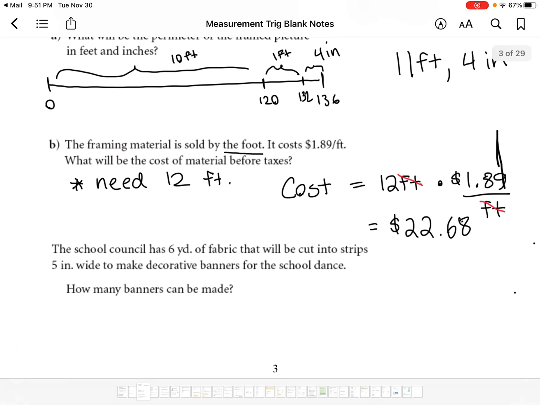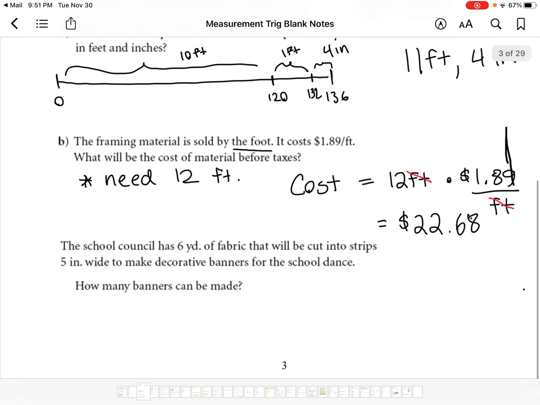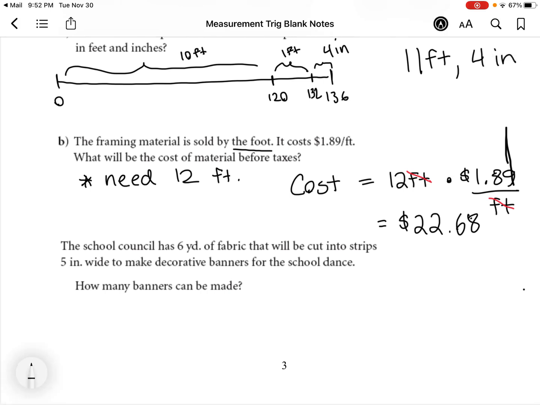All right, here's another example. The school council has 6 yards of fabric that will be cut into strips 5 inches wide to make decorative banners for the school dance. How many banners can be made? Okay, so we have 6 yards and we want to know how many 5-inch chunks we can cut that into.